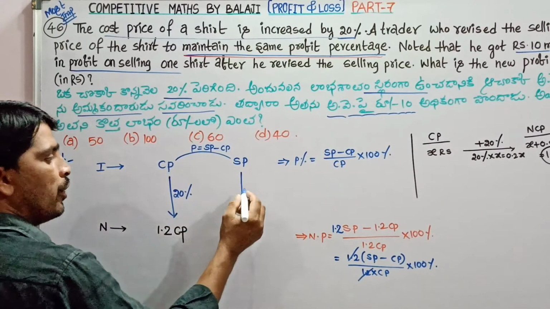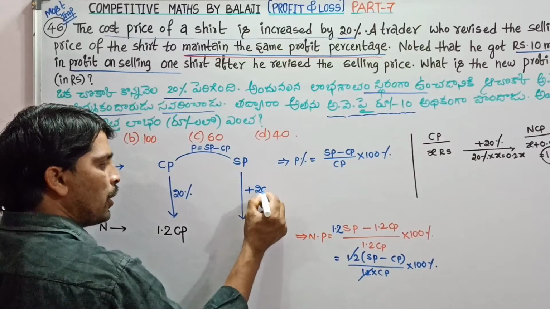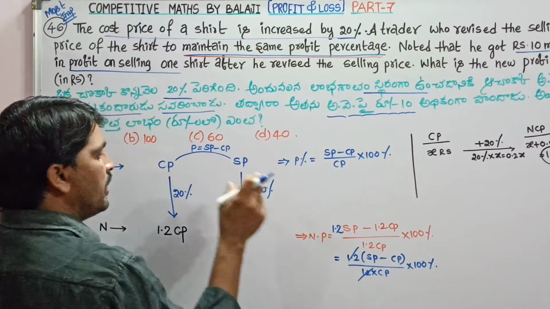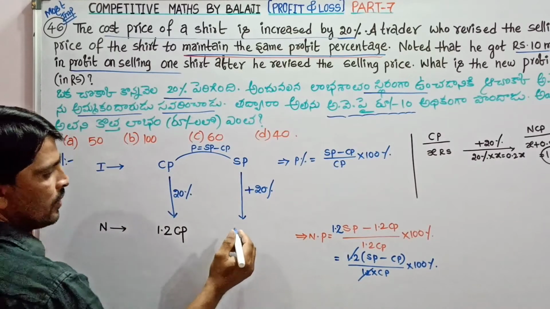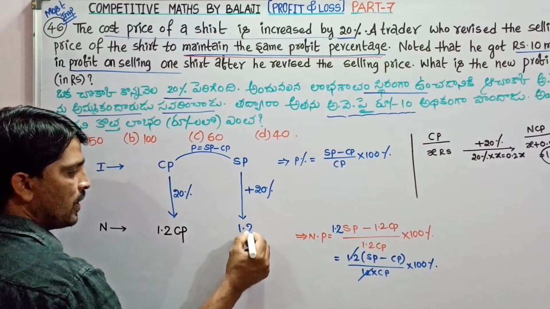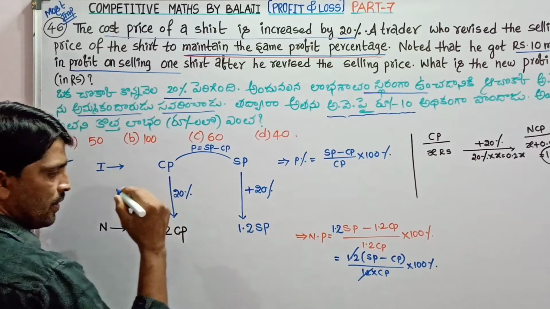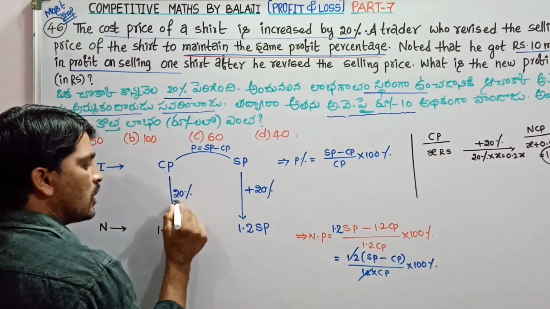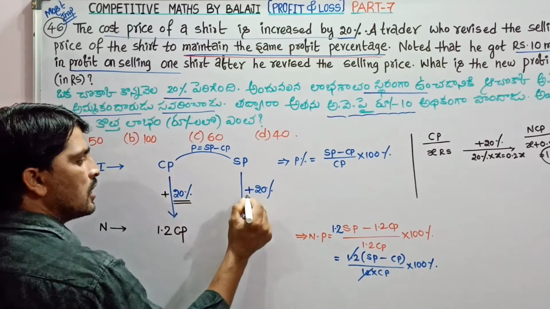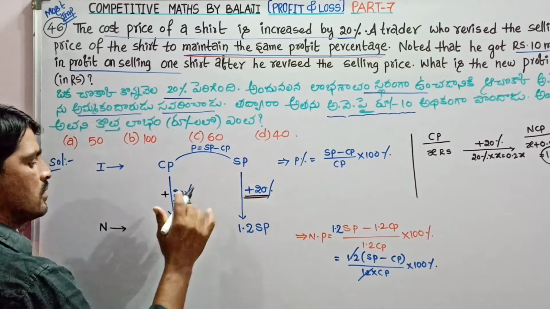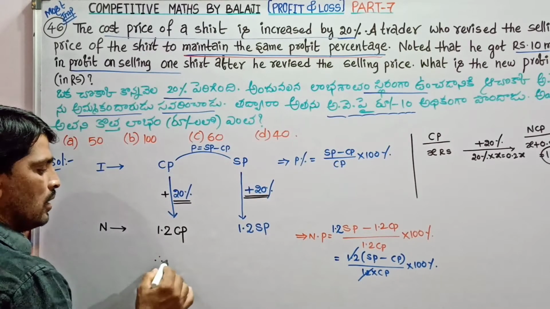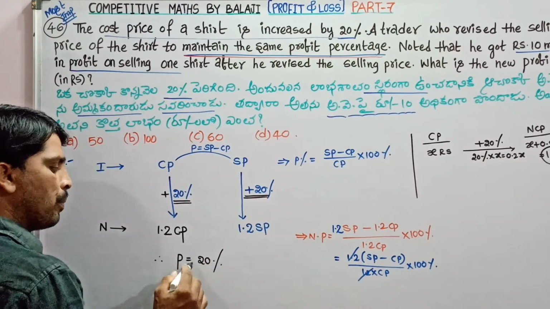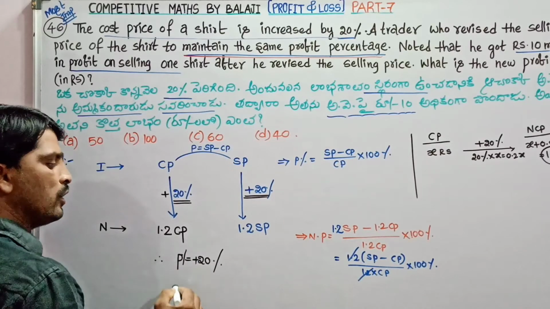Okay, that means SP is also increased by 20%, so that we can maintain the same profit percentage in initial and new. So the new SP also becomes 1.2 times SP. See, the cost price is increased by 20% and the selling price is also increased by 20%. Therefore, profit is also increased by 20%.